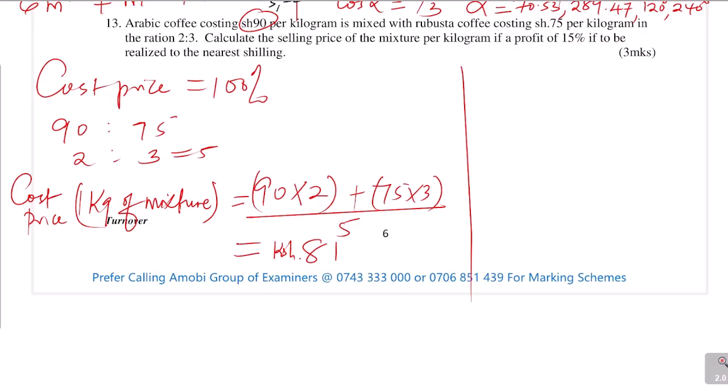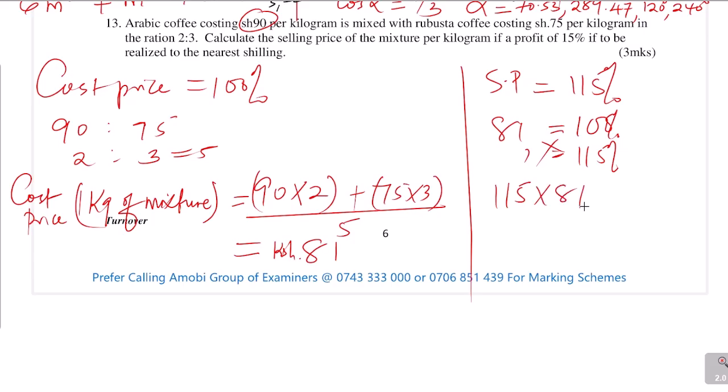So if the selling price is to give a profit of 15%, the selling price should be 100 plus 15, so it should be 115%. So you just simply need to equate. If 81 shillings, which is the cost price, is 100%, what about 115% after making the profit? What will be the selling price? Just cross multiply: 115 multiplied by 81 divided by 100, and this gives 93 shillings and 15 cents. To the nearest shilling, this will give 93 shillings.